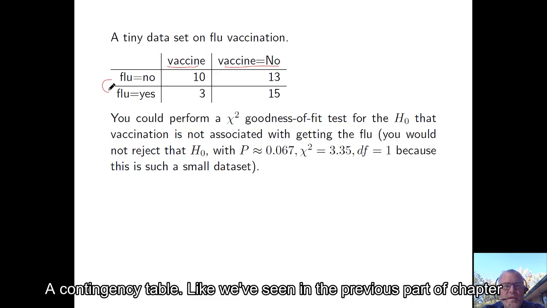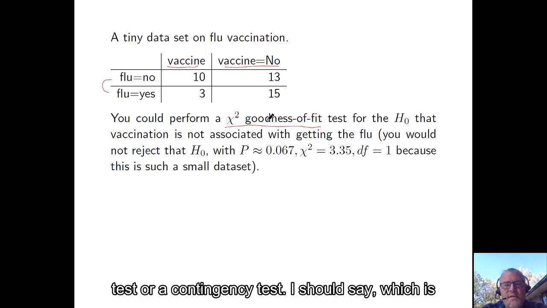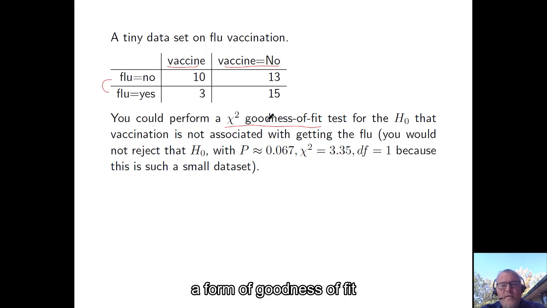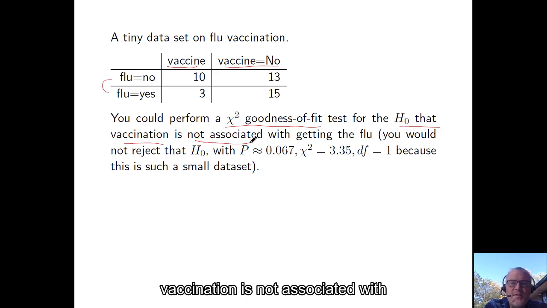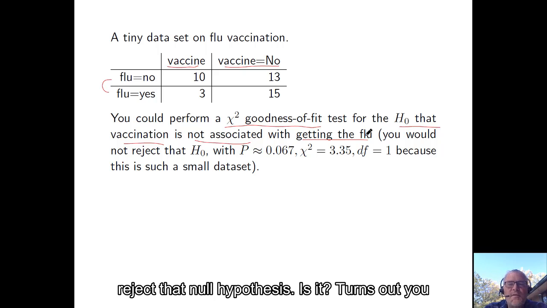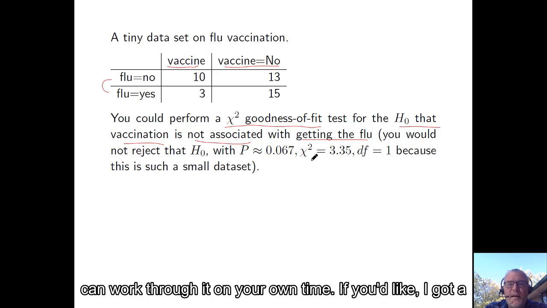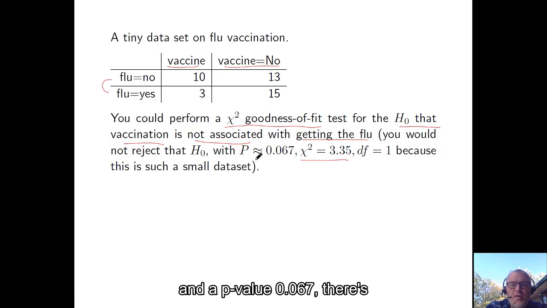So we can lay out a contingency table like we've seen in the previous part of Chapter 9, and you could do a goodness of fit test, or a contingency test, I should say, which is a form of goodness of fit test, on this contingency table. For the null hypothesis that the vaccination is not associated with getting the flu. Okay, and you would not reject that null hypothesis. As it turns out, you can work through it on your own time if you'd like. I got a chi-square test statistic of 3.35 and a p-value of 0.067.